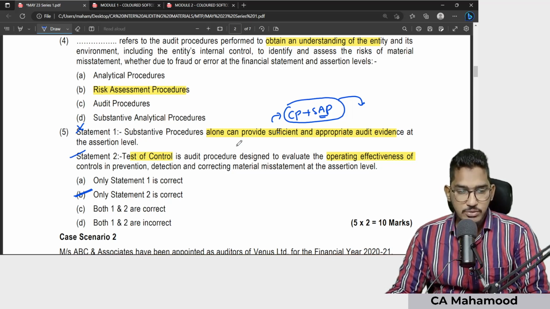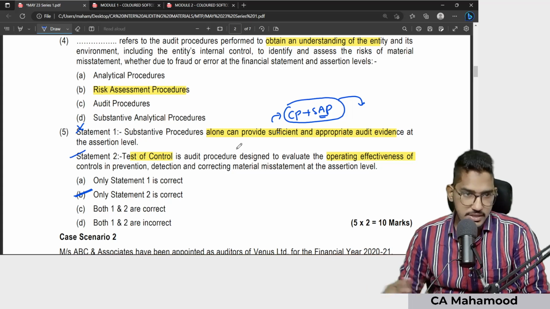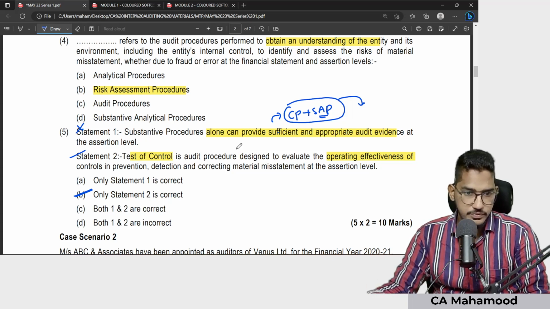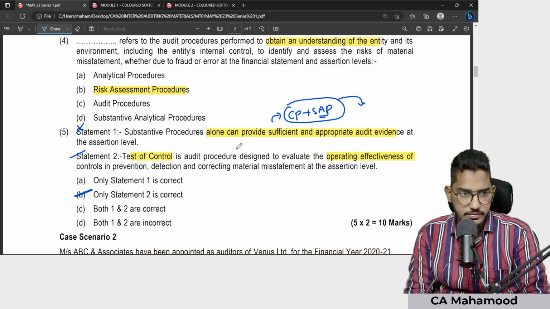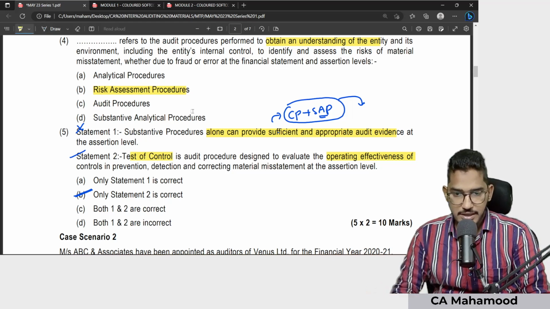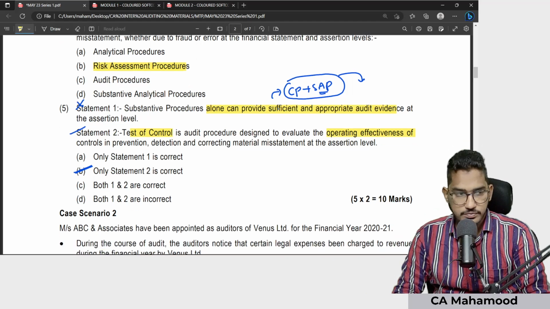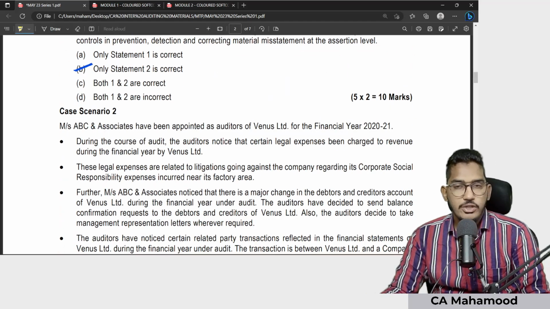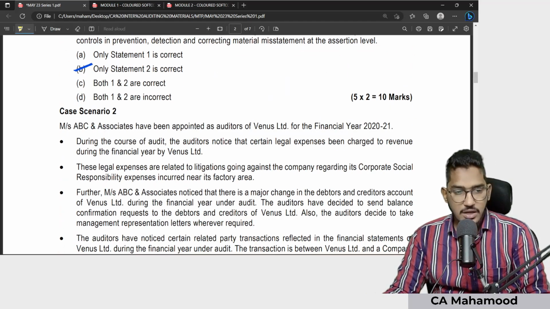Now, let us come to the second case scenario. We'll try to understand it now. Right, so let us try to understand case scenario number 2. What is case scenario number 2? Let me read it out.